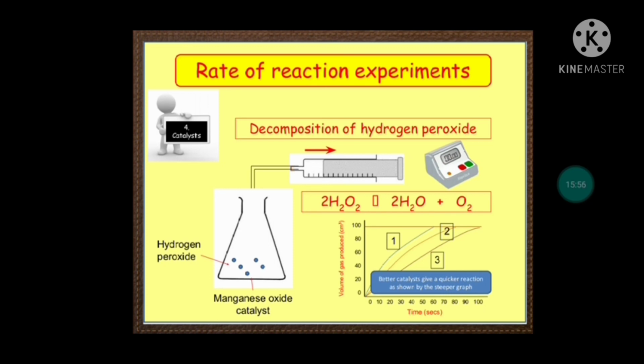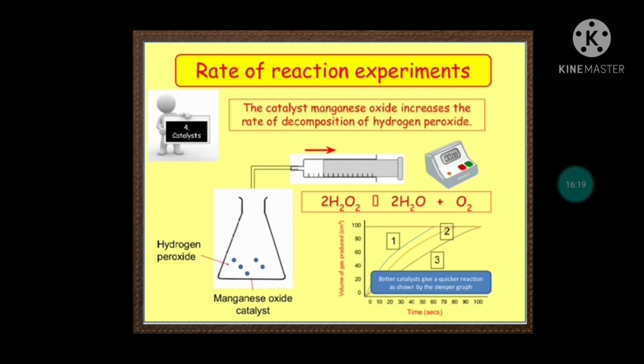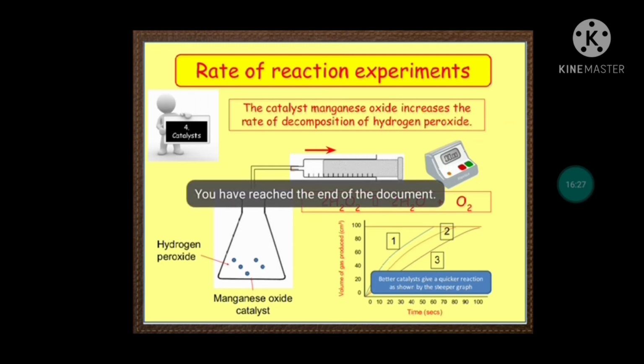So whenever you use a catalyst, that is manganese oxide, the reaction will be faster. It will take less time. For example, that steeper graph, the blue one, is showing that whenever you use the catalyst, the rate of reaction is high. So the catalyst manganese oxide increases the rate of decomposition, that is the breaking down of hydrogen peroxide.